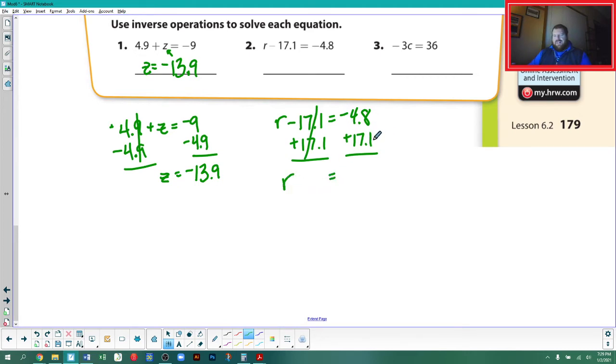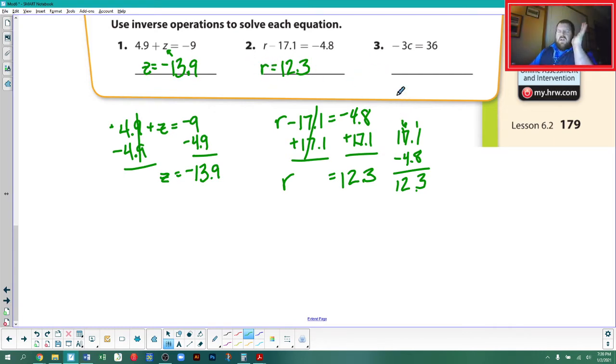Negative 4.8 plus 17.1, that's going to look like positive. Might be easier to look at it this way, 17.1 minus 4.8. Most people would agree that that's easier, because then you can vertically do it. We got 12.3. And it is a positive because the 17 is bigger. So 12.3. And you should have on all of your answers the variable equals 12.3, or variable equals whatever it equals.